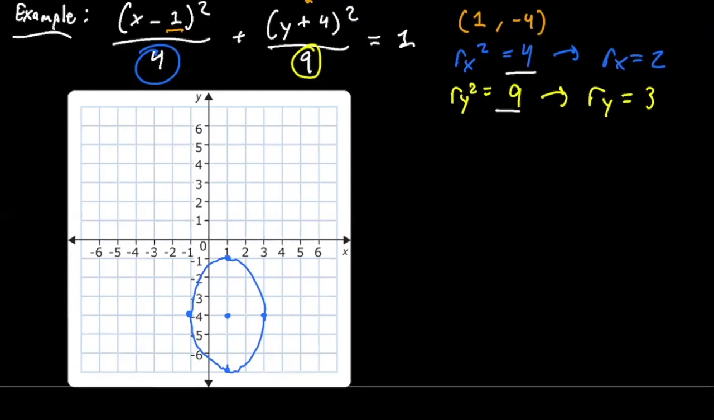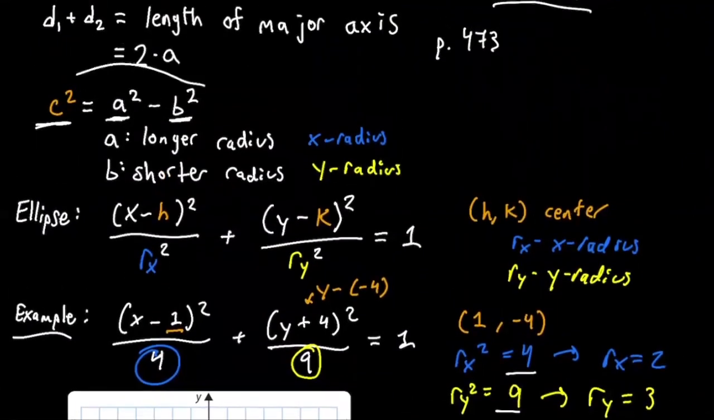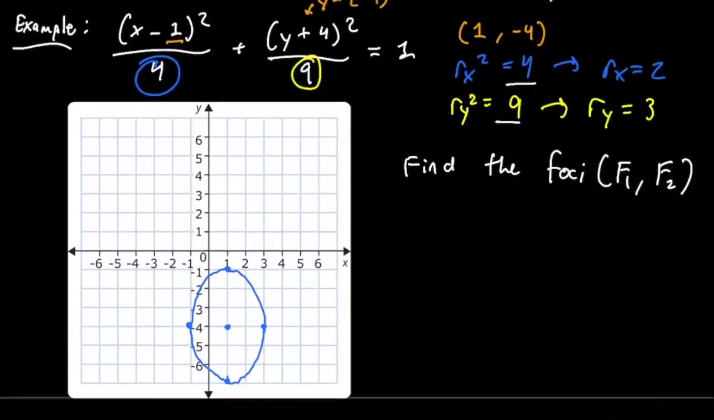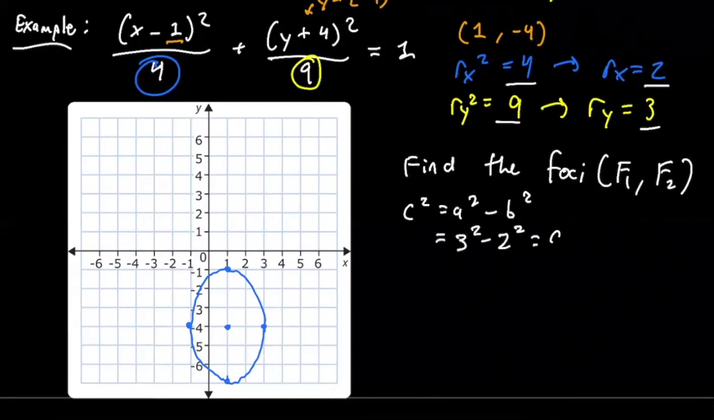We might also be asked to find the foci. In other words, find F1 and F2, those 2 points. So here we can look back at our equation: c squared equals a squared minus b squared, where a is the longer radius and b is the shorter radius. In this case, 3 is our longer radius. So we have 3 squared minus 2 squared, which is 9 minus 4, which is 5. So c squared is equal to 5, which means c, in other words the focal radius, is square root of 5.